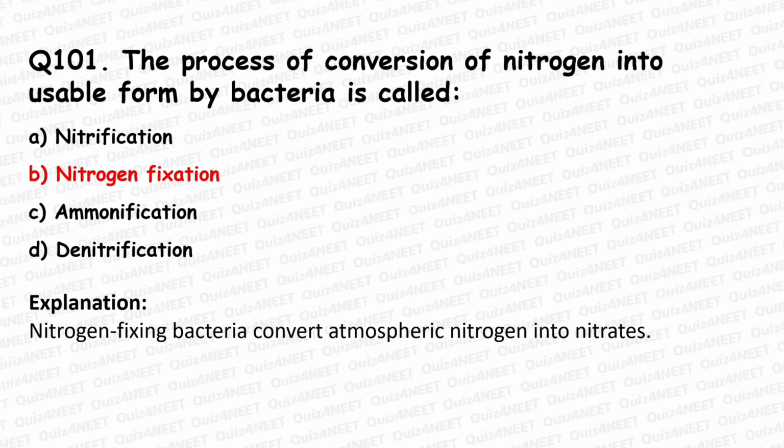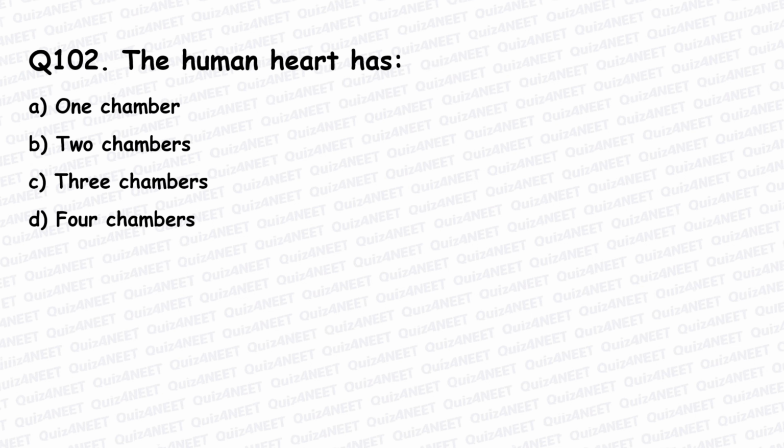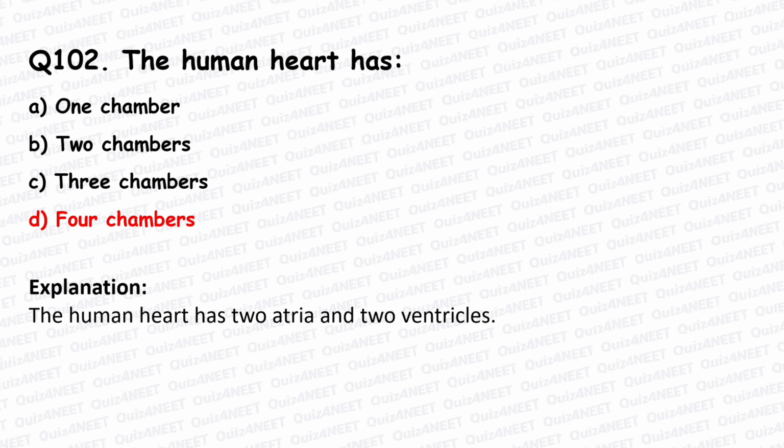Explanation. Nitrogen-fixing bacteria convert atmospheric nitrogen into nitrates. Q102. The human heart has A. 1 chamber, B. 2 chambers, C. 3 chambers, D. 4 chambers. Answer D, 4 chambers. Explanation. The human heart has 2 atria and 2 ventricles.